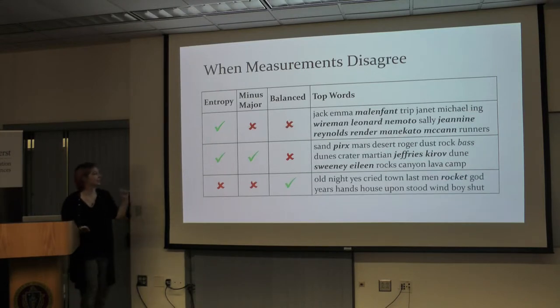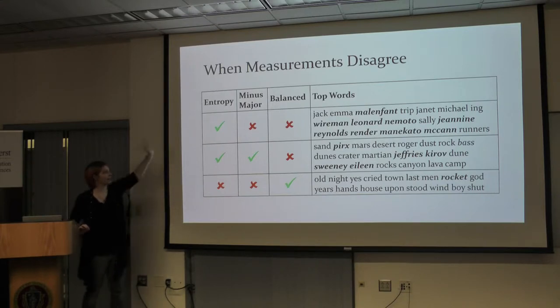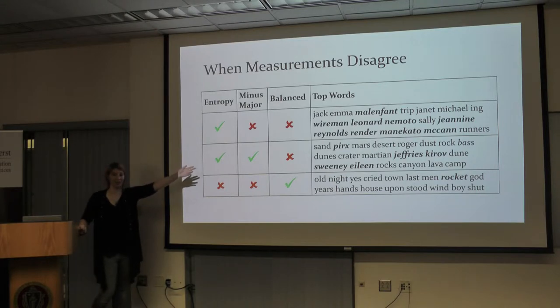In this first case, note that bolded words here indicate words that are specific to a particular author. In the first case, it meets the entropy requirement, but if we look at what those words are, it's literally just a list of names that don't necessarily have much to do with each other. And in fact, they're a list of names from many different authors.